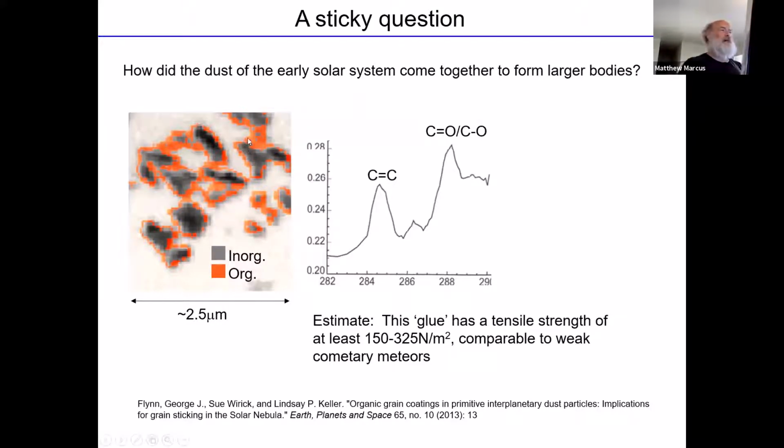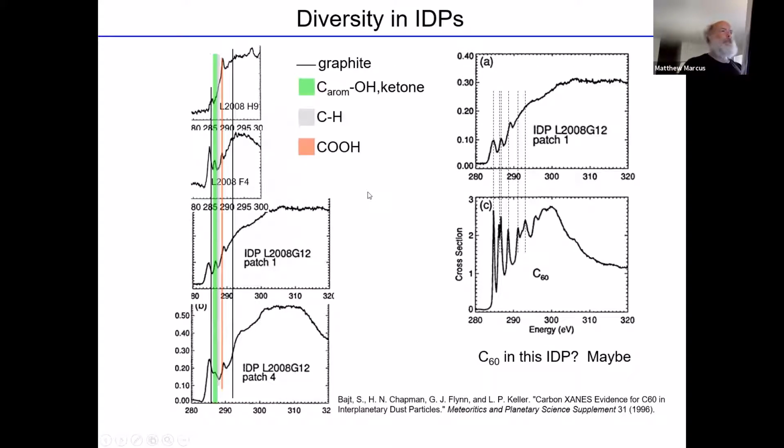Anyway, if you look at this stuff, then on the STXM, you find an organic rim around each of these particles, and that is hypothesized to be the glue. If you look at different IDPs, you find different distributions of functional groups. And even so far as one example, the authors claimed that this is evidence for the presence of C60, although the match is not exactly impressive to me.